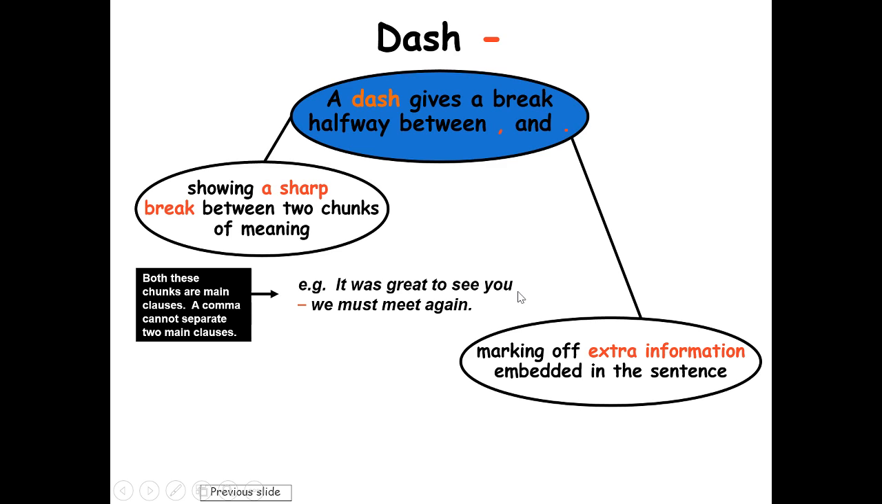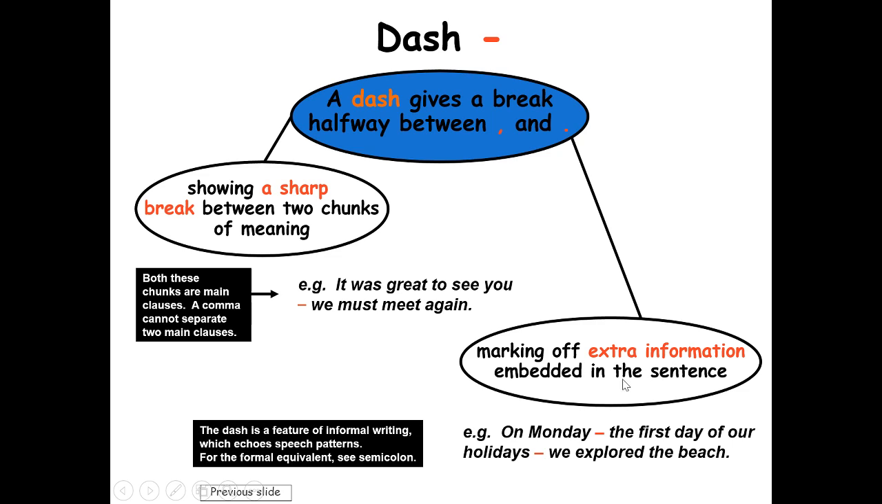We can put a full stop up to there and stop the sentence, but also there is an additional information. The person is giving some more additional information on the same topic, therefore they are using a dash here. Okay. And then another independent clause is added, we must meet again. Both these chunks are main clauses. A comma cannot separate two main clauses. Okay, just like I said just now.